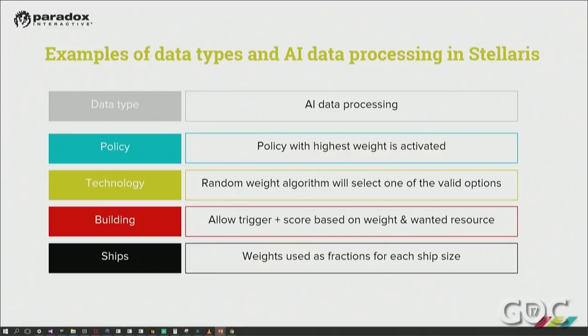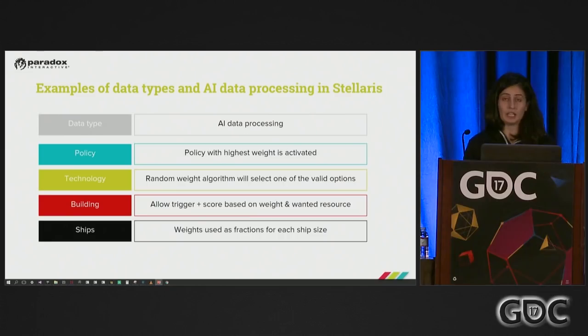Here are some other examples, because we don't have to randomize the weights every single time. We can, for example, just use the weight that is highest, like we do with policies, for example. We can also have an allow trigger that we use to not even add that object to the list of weights. So we basically just skip it.